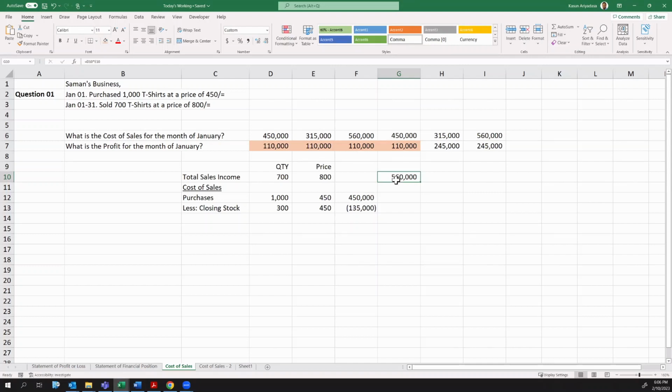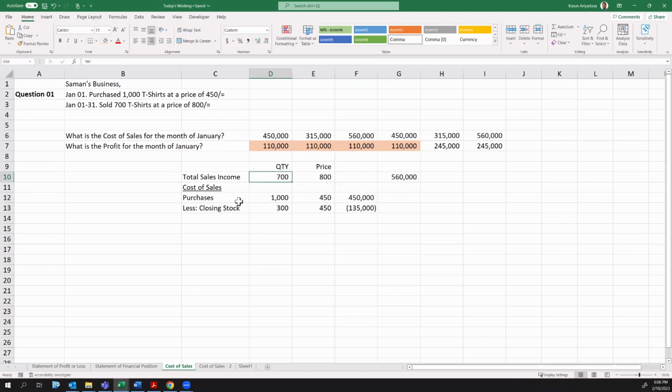So to generate 560,000, you have sold only 700 t-shirts during this January. So there are 300 t-shirts remaining, which you have not used to generate this sale. So you can't take the entire purchase, because the entire purchase is not used to generate this sales.